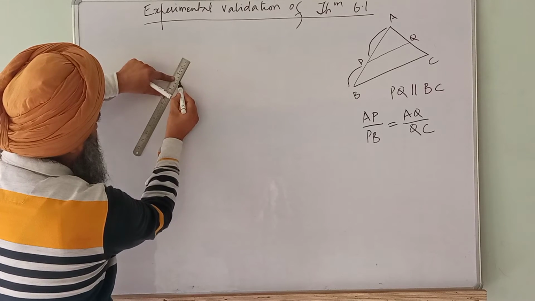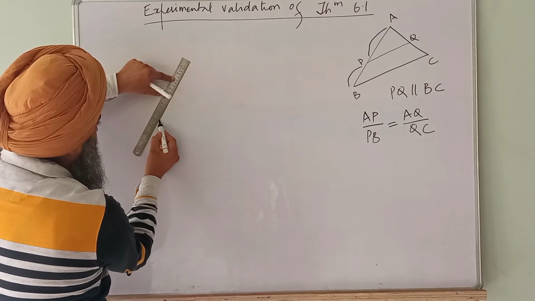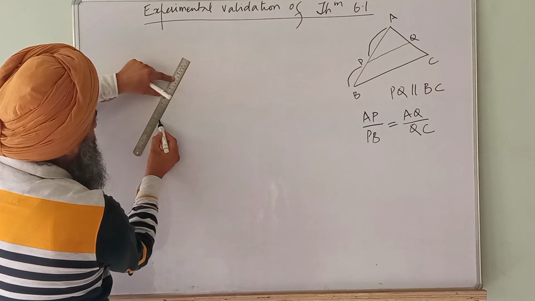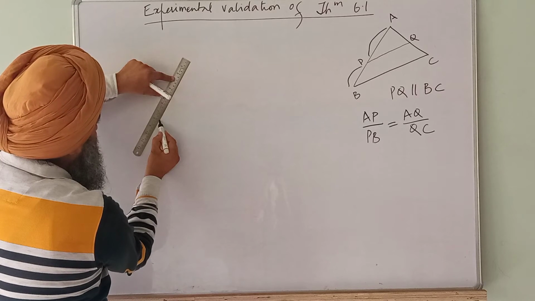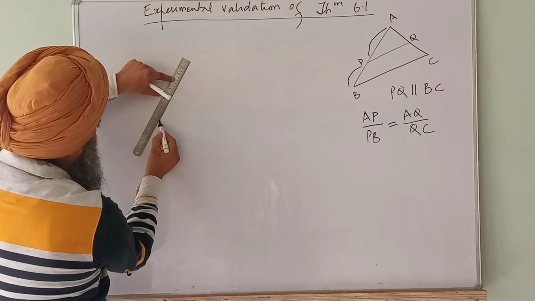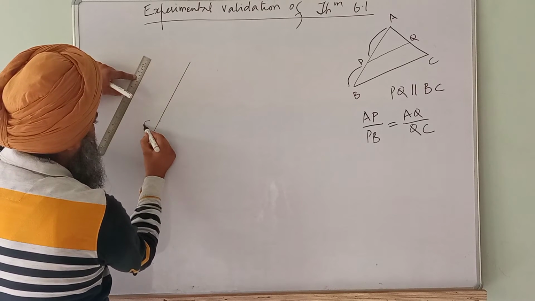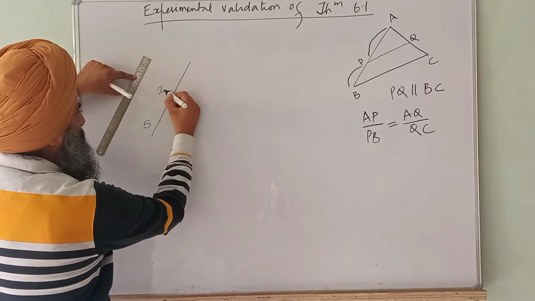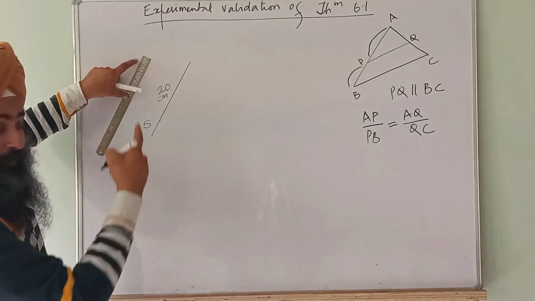Here I will draw. I will take 20 centimeter this distance, and this distance 20 centimeter, and I will take 5 centimeter more. This is 5 centimeter, this is 20 centimeter. Experimental validation, we are doing an experiment.